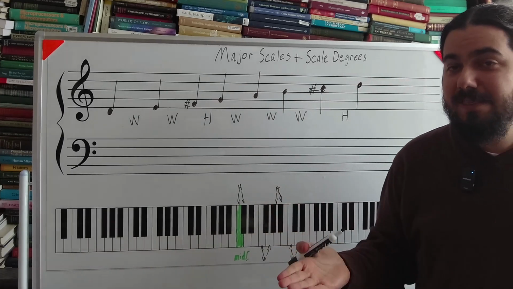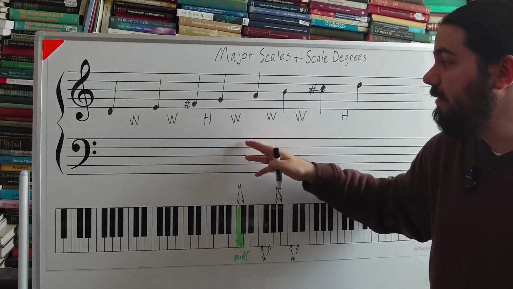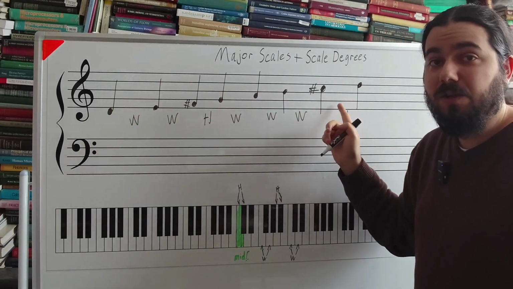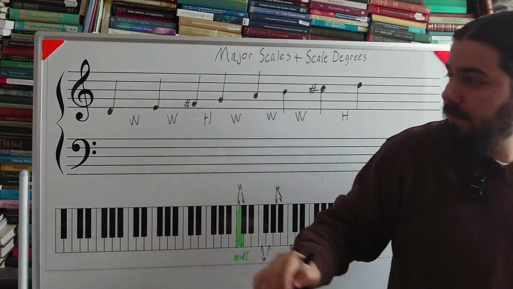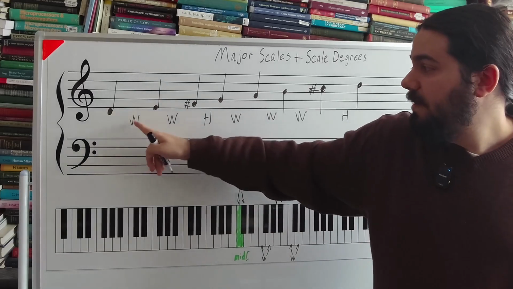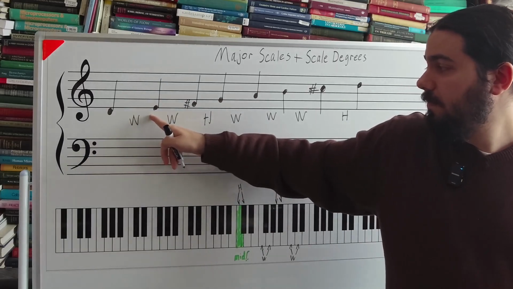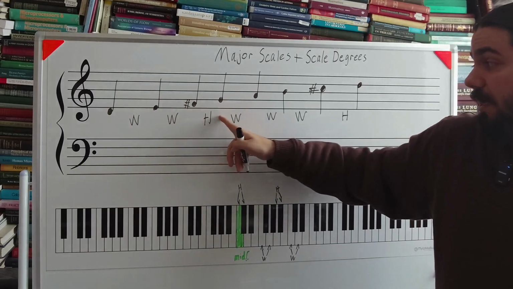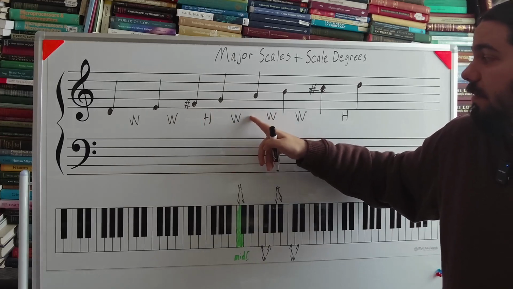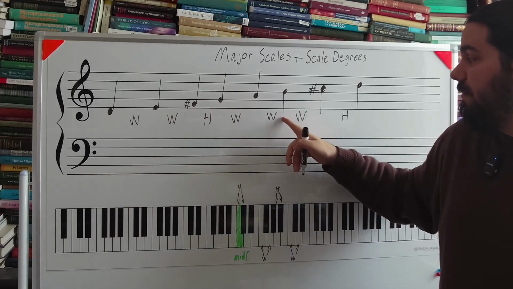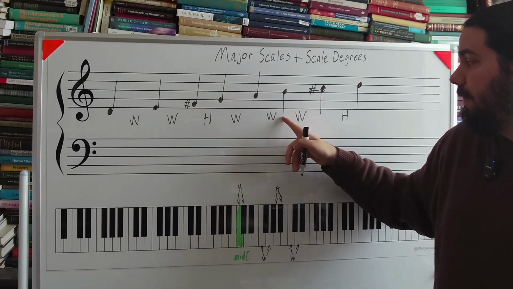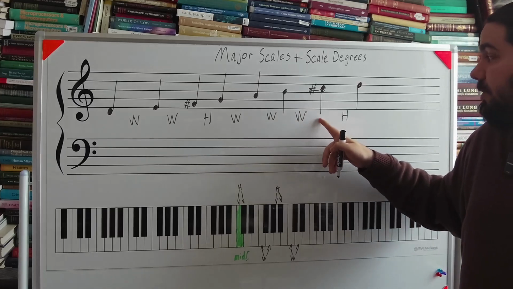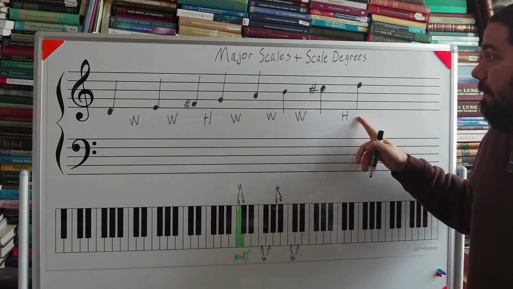So just like with C, I'm going to sound out the pattern and I'm going to play the notes on the piano. Starting from D, whole step up is E, whole step up is F sharp, half step up is G, whole step up is A, whole step up is B, another whole step up is C sharp, and then a half step up is D.